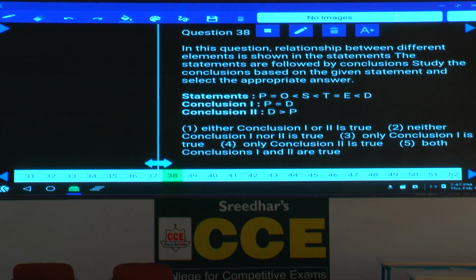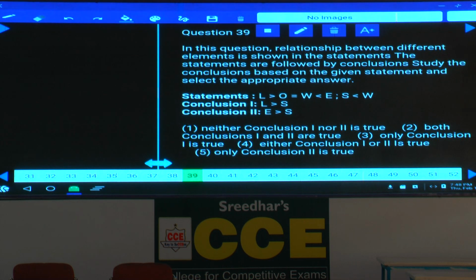Then 38. Now, in this 38, the relation between P and D. Again forget about this equals to. Now, between P and D, tell me which symbol is common? Lesser is common. Hence, P lesser than D is definitely true. If P lesser than D is true, D greater than P is also true. But whereas P equals to D will be false. Hence, only conclusion 2 follows. Only conclusion 2, that is choice 4. Question number 38, choice 4.